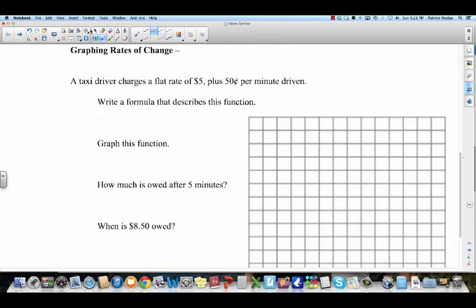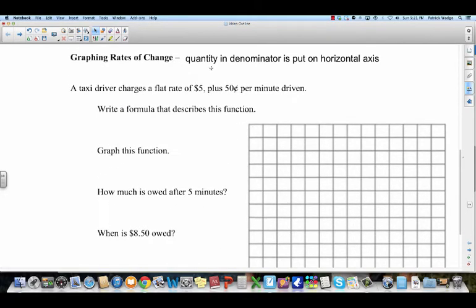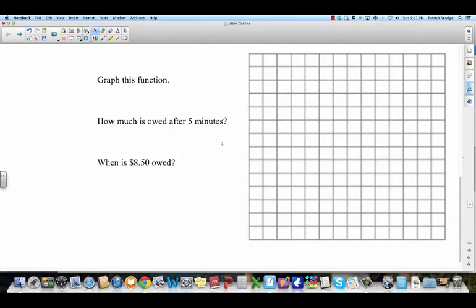Okay, oftentimes you graph rates of change, and when you graph them, the quantity that's in the denominator is put on the horizontal axis, so that's put down here, and the quantity that is in the numerator is put on the vertical axis up here.